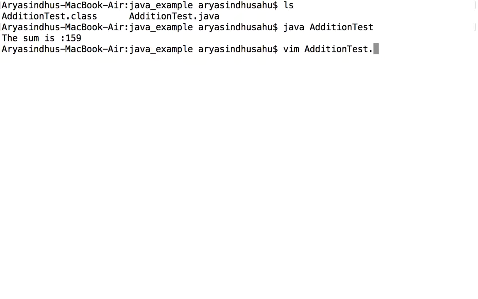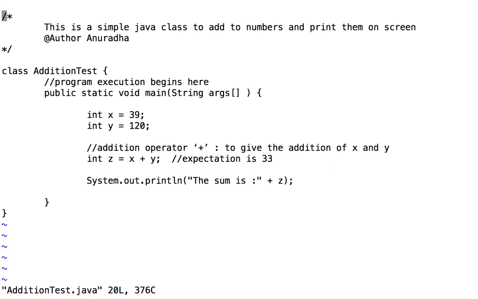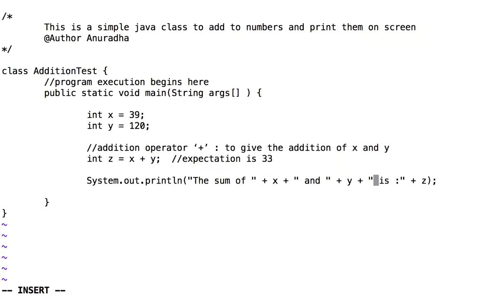Let's make it a little more complex. Let's open that file, and I want to print the sum of x and y is this. So how am I going to do it? I am going to add some of the strings. "The sum of", okay, within this, don't create complexity. "Sum of" double quote plus x plus double quote "and", and I'm going to write y plus double quote "is", this is the value.